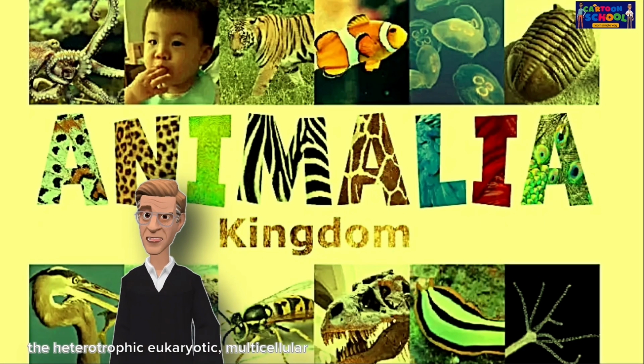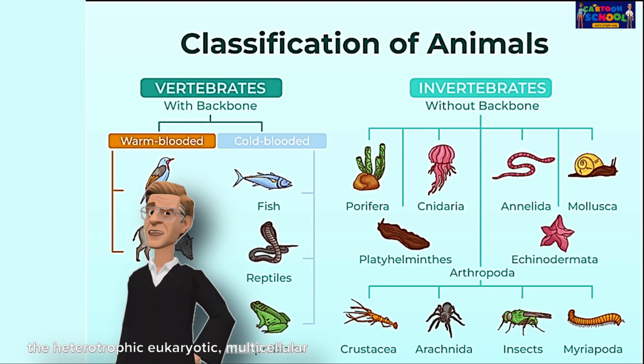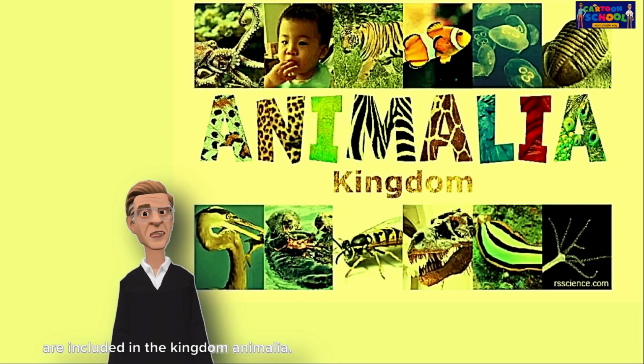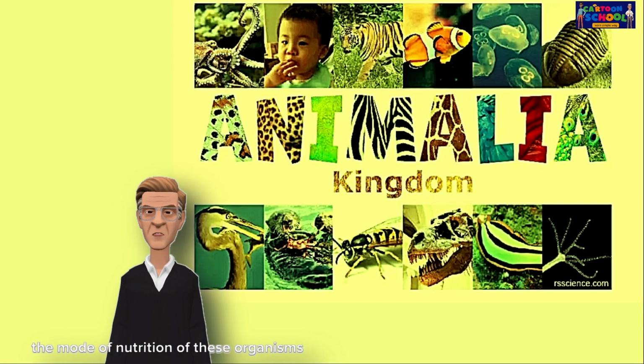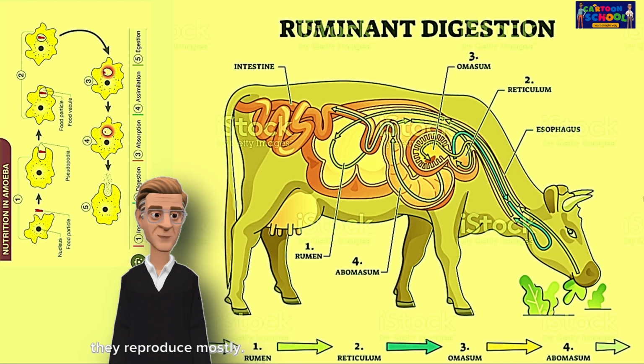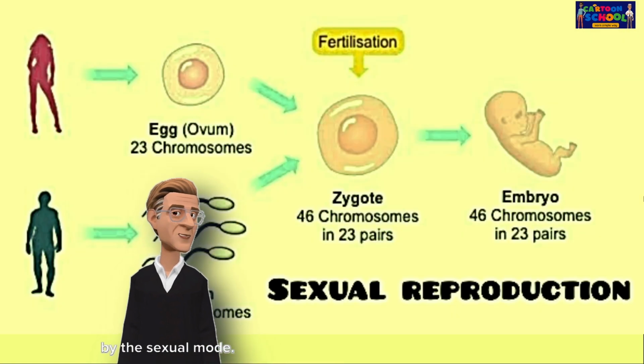The heterotrophic eukaryotic, multicellular organisms, lacking a cell wall, are included in the kingdom Animalia. The mode of nutrition of these organisms is holozoic. They reproduce mostly by the sexual mode.